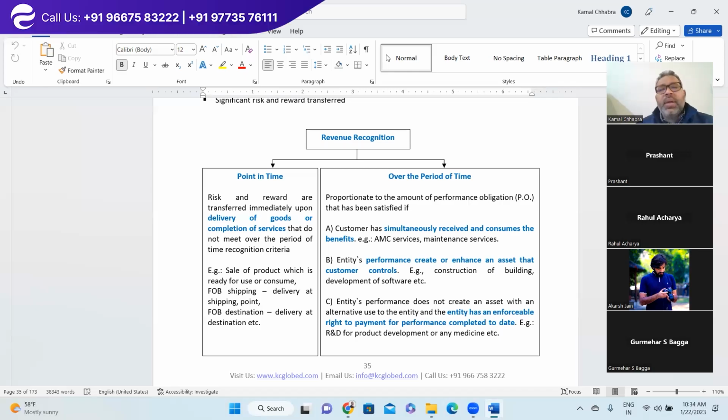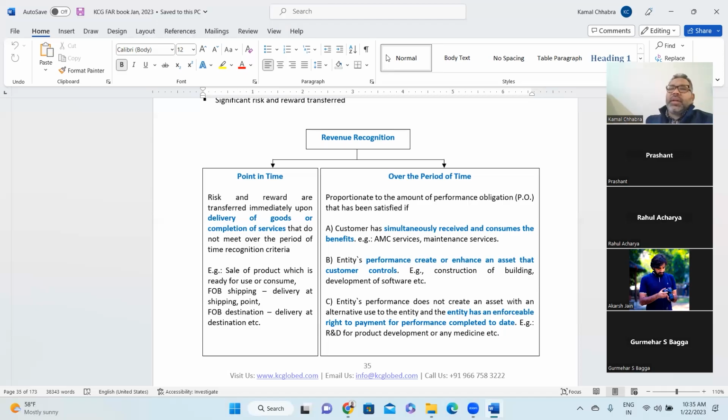If you are constructing a residential complex or a commercial building, it generally takes a longer period of time, and the benefit to the customer is that their assets are being built, right? In that scenario also, you should be recognizing the revenue over the period of time, not at a point in time, because you are working continuously to develop the asset for the customer. It's not your own asset, right? For example, sometimes students get confused about this real estate example.